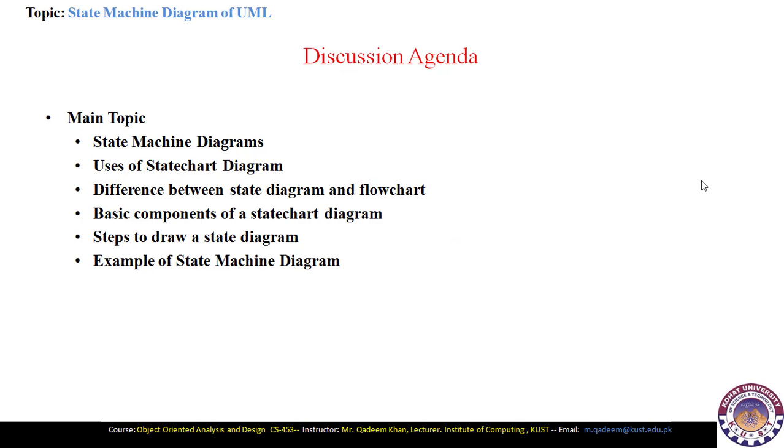This is the discussion agenda. It contains the topics of state machine diagram, uses of the state machine diagram, difference between state diagram and the flow chart, basic components of the state diagram, steps to draw a state diagram, and examples of the state machine diagram.